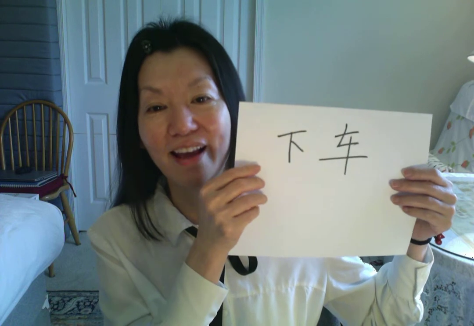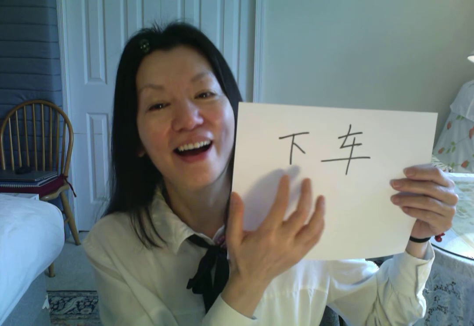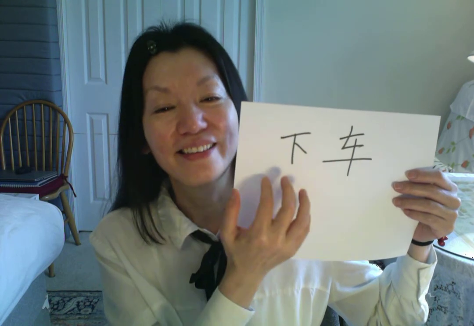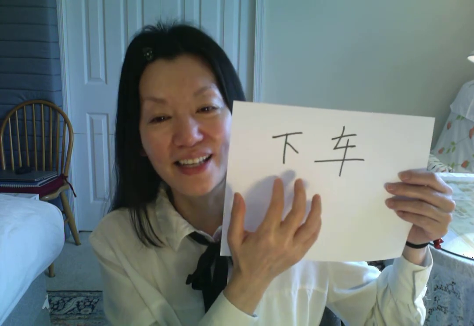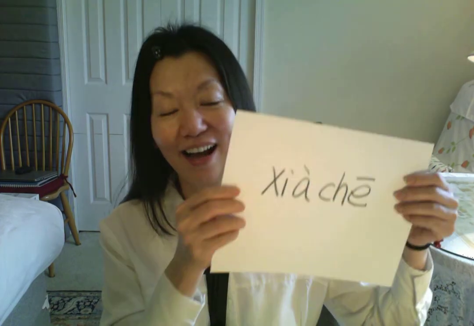Off, to get off. 下, get off what? 车. 下车, okay. 下车, to get off. You see the pinyin here, right? 下车, okay.